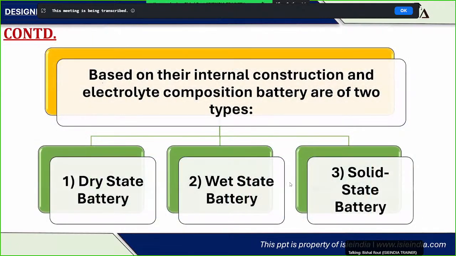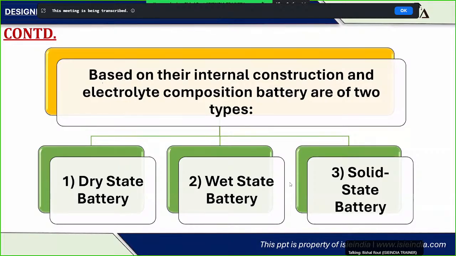Then, on the basis of internal construction, cells are further classified into dry, wet, and solid state. I'm going a bit fast because our main intention is to cover something else, where we want to spend more time. We had already covered this, so you can brush up on your previous knowledge, right?